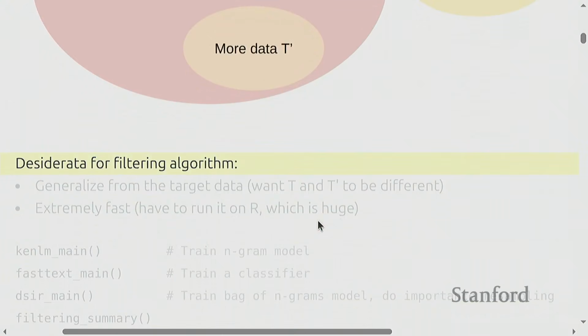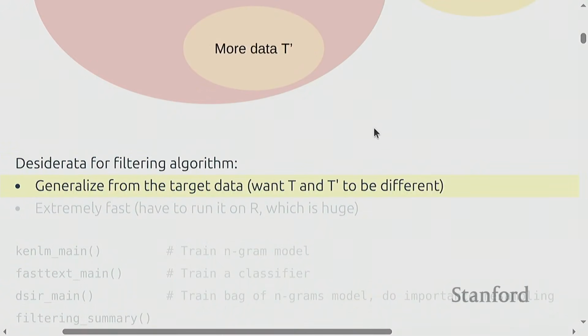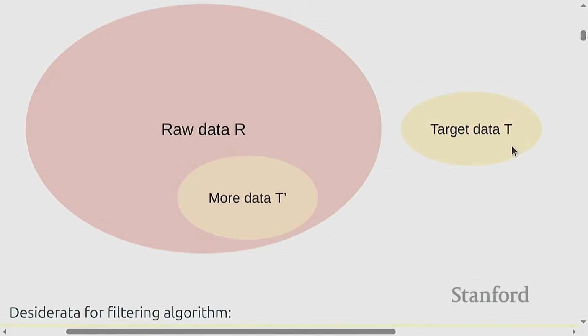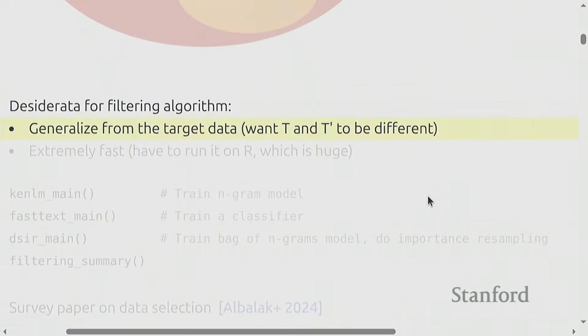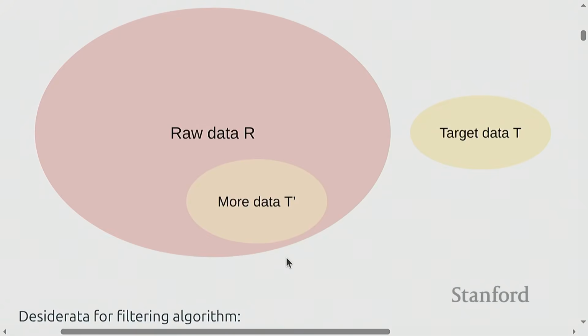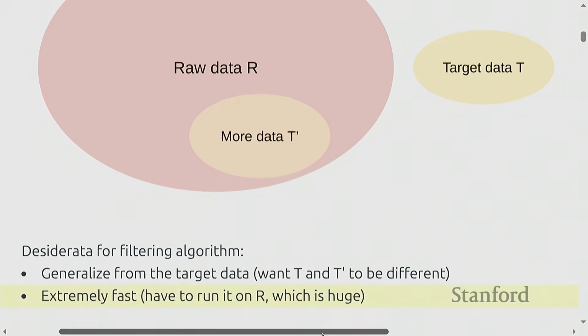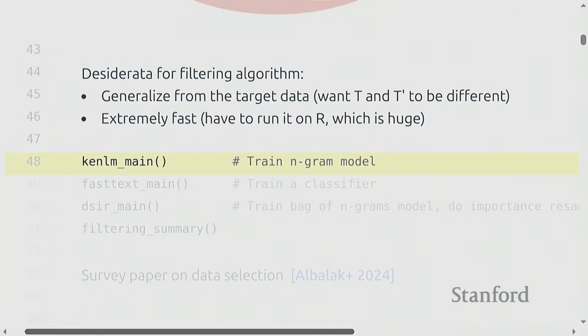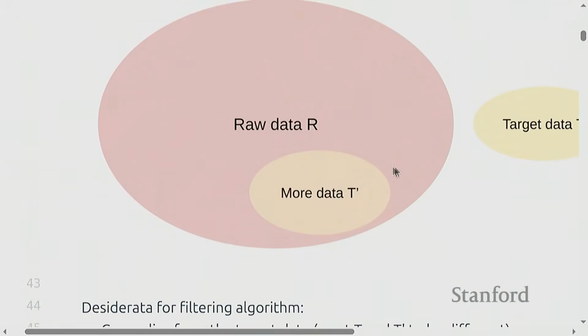And what do you want for this filtering algorithm? You want it obviously to generalize from T. You already have T, so there's no point in getting exactly the same data T, so there has to be some generalization. And it also has to be extremely fast, because you have to run it on all of the web, for example. If this is running a huge model, it might be as expensive as training, so you definitely don't want that, otherwise you might as well train. So we're going to look at 3 different ways that you can implement this high-level abstract primitive.